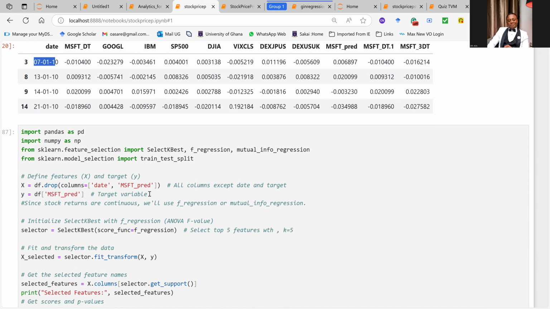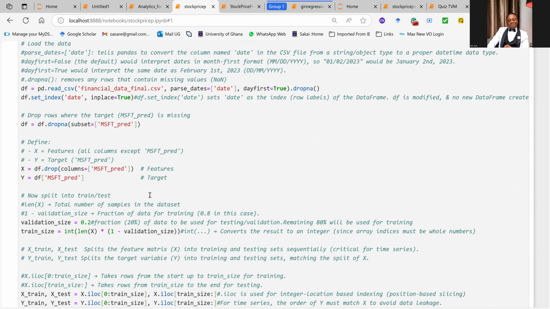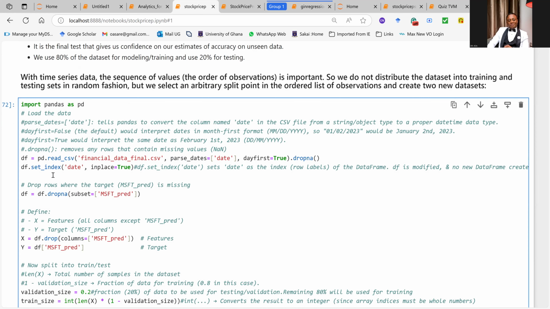Day, month, and year. So that's the same thing. That is going to continue. Okay. Then the next thing is this one. It will create an index, which will set the date as an index. So it will remove that column.